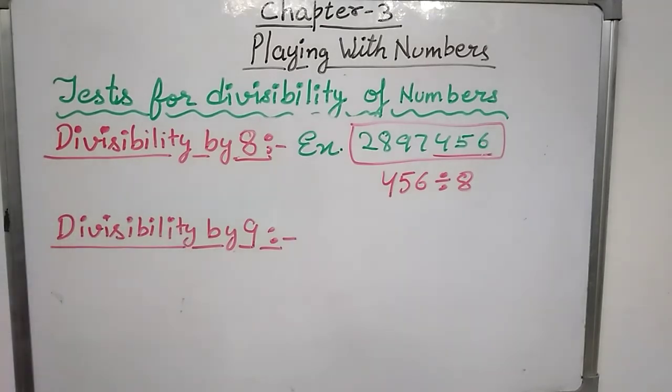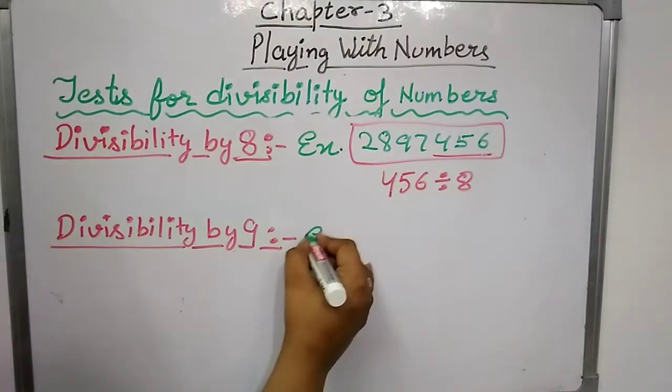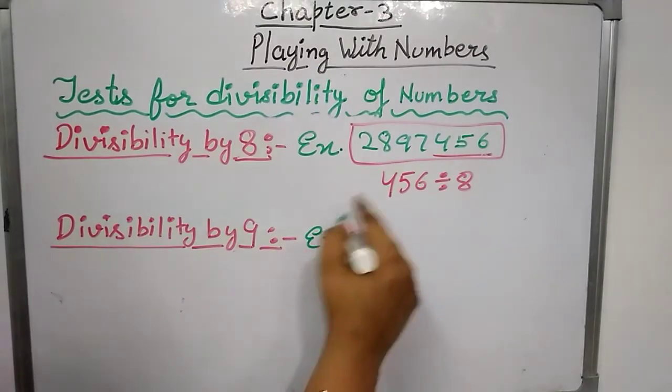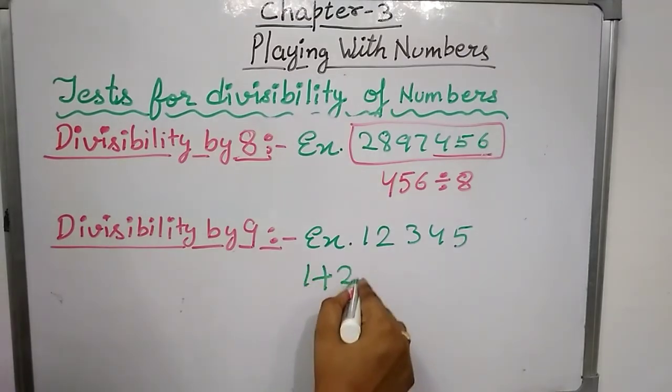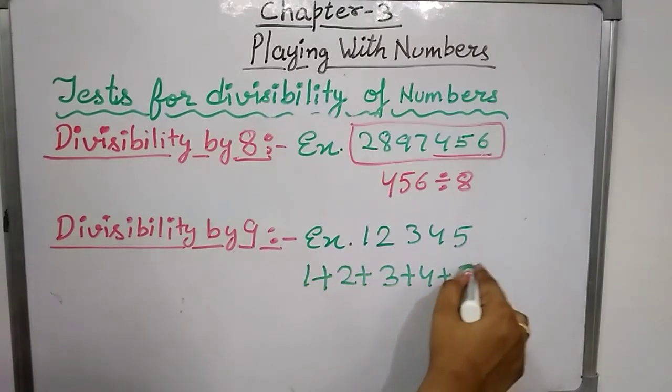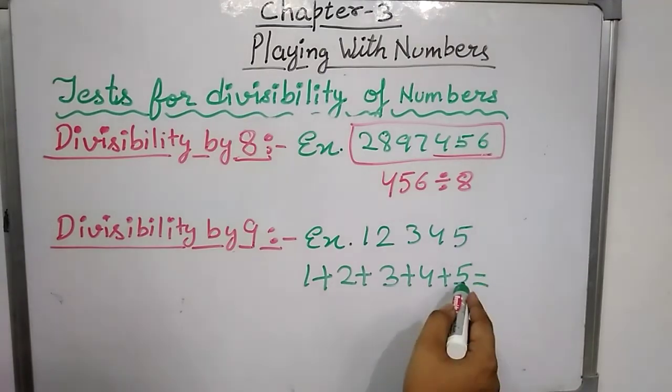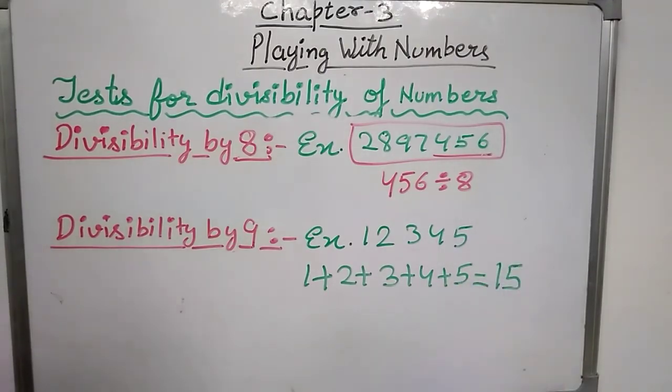Next is divisibility by number 9. This is similar to divisibility by number 3. Again in this we will add all the digits of number. Now add 1 plus 2 plus 3 plus 4 plus 5. So this is 15. Now this 15 is not divisible by 9. So this number is not divisible by 9. If the sum is divisible by 9, then the number is said to be divisible by 9.